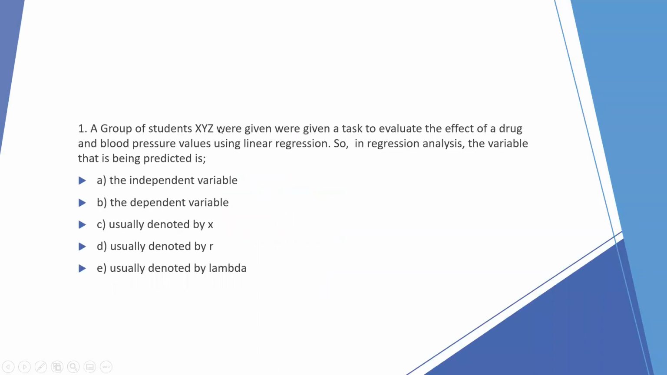A group of students XYZ were given a task to evaluate the effect of a drug on blood pressure values using a linear regression model. In regression analysis, the variable that is being predicted is which type of variable? The one we have here is blood pressure. Is it an independent variable, or the dependent variable that we are predicting, usually denoted by X, usually denoted by R, or usually denoted by lambda? Which of the following options most appropriately fits the variable that is being predicted in the scenario? Either A or B. B is the right answer, the dependent variable.